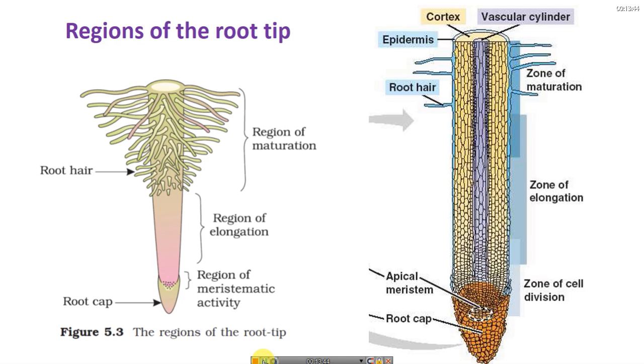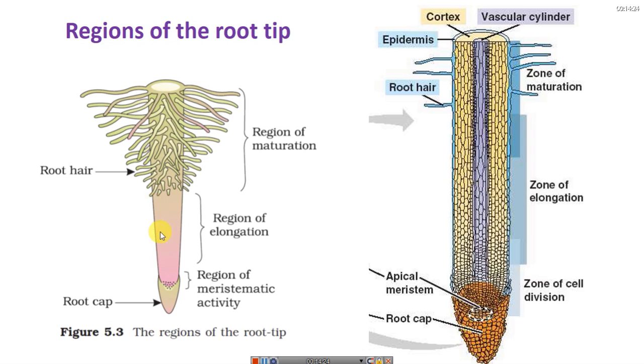Now let us know the different regions of a root tip. If you can see in this figure, the bottommost part of the root is the root cap, and there is a region of meristematic activity, or we can say this is the region where cells actively divide. This is followed by a small region of elongation where cells elongate in size. Just after the region of elongation, there is a region of maturation where you see the presence of root hairs. So the root hairs are only found in the region of maturation.